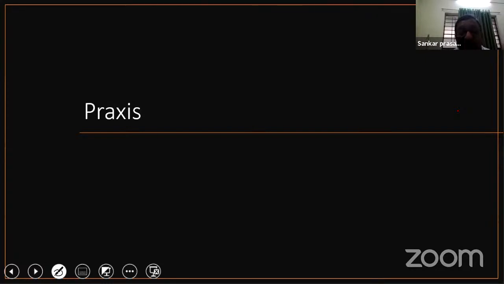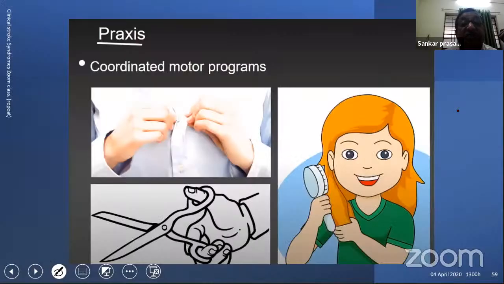So what is praxis? When the visual system, the sensory system, the motor system, the coordination, everything is normal, yet he is not able to maintain the motor activity which he learned. The learned motor activities he is not able to perform. And these are coordinated programs. You want to cut with scissors, you want to button up, you want to brush. You know that these are the things which are programmed and stored inside the brain.